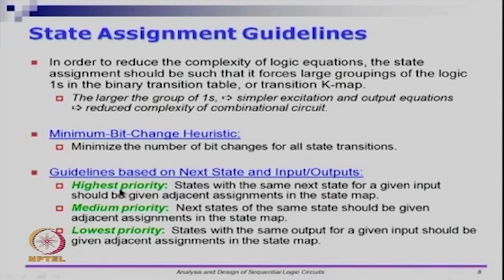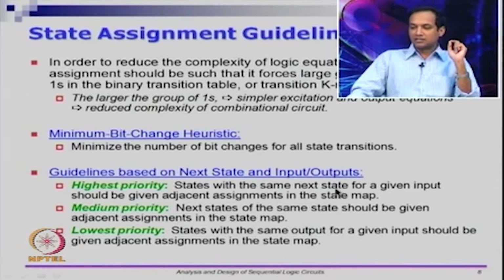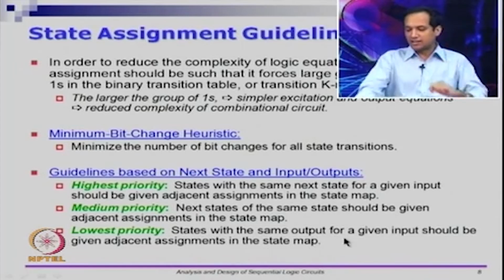So the highest priority of grouping would be given to states with the same next state for a given input, which should be given adjacent assignments in the state map. So if I have a state with the same next state for a particular input, say a single bit x equals 0 and x equals 1, two possibilities of inputs, on the next state for a given input, if you go to the same state, they should be given adjacent locations. Medium priority is next states of the same state should be given adjacent assignments, and the lowest priority is states with the same output for a given input should be given adjacent assignments.